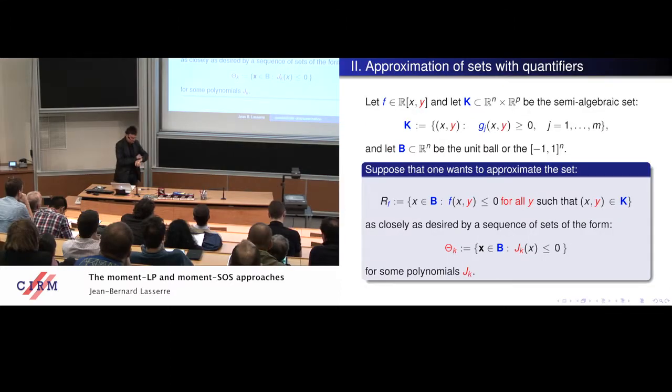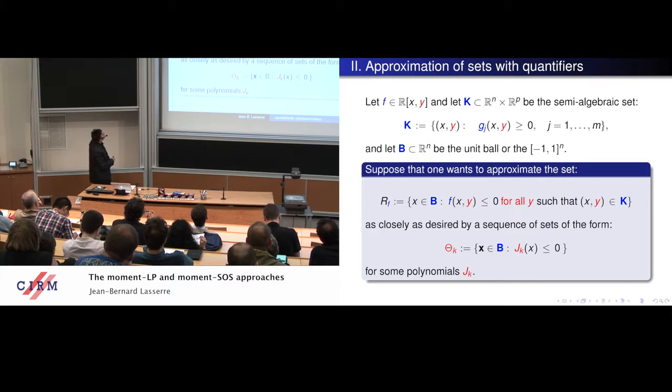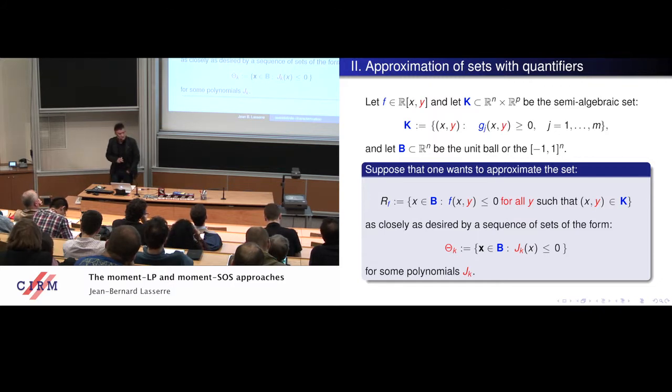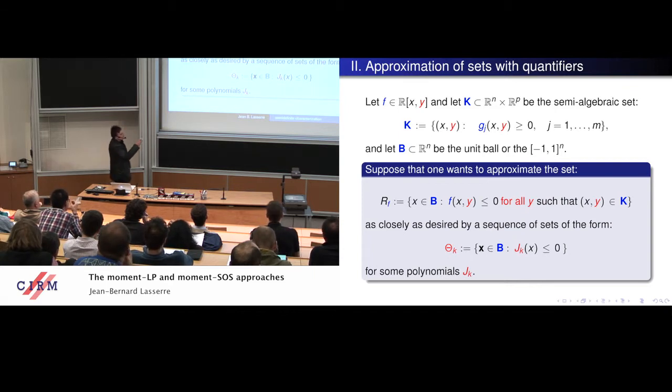So now I don't know how much time I have? Yeah. I will say rapidly two examples of application outside optimization of this LP and SOS hierarchy. Suppose you have a set K that depends on two sets of variables, X and Y, where Y is, for example, a parameter. So K is a basic semi-algebraic set defined like this, right? B, for example, is a unit ball that contains K.